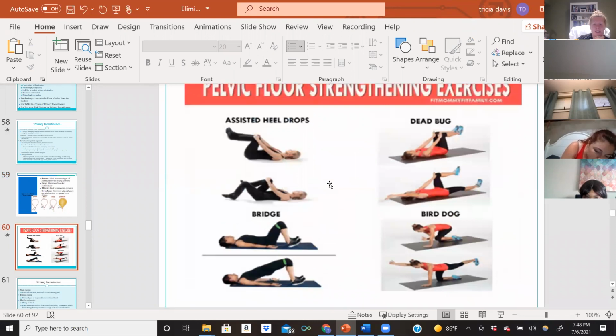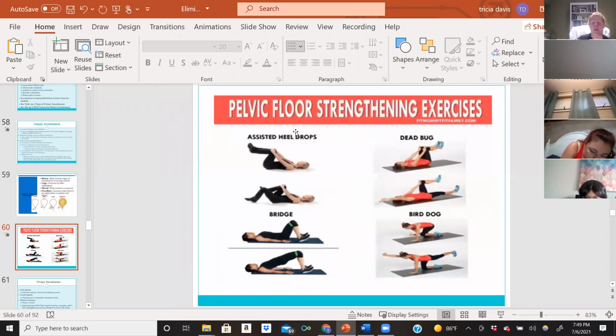So we can do pelvic floor exercises. So we can do assisted heel drops. It shows you right on here to do it. Something called a dead bug, the bird dog, and the bridge. So the bridge, you would put your feet on your heels on the ground, and then when you would lift up and strengthen that pelvic muscle. You guys should know these exercises also.